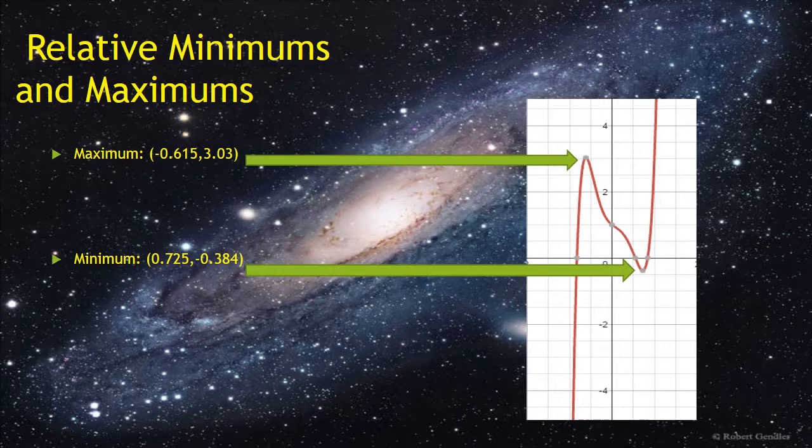Relative minimums and maximums. The maximum is the highest part at which your polynomial curves, and your minimum is the lowest part at which your polynomial curves. My maximum occurred at (-0.615, 3.03), and my minimum occurred at (0.725, -0.384).